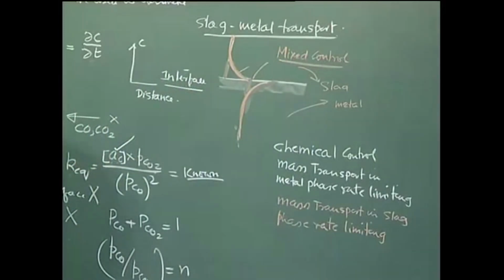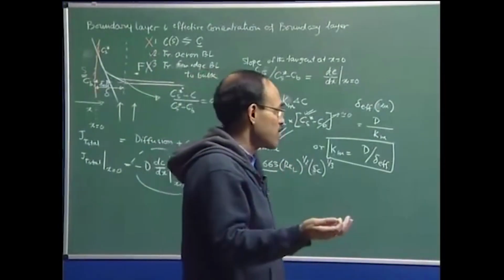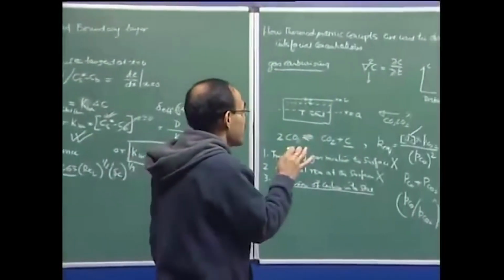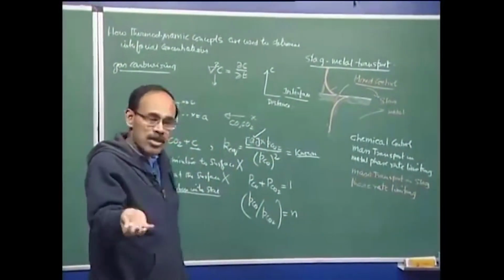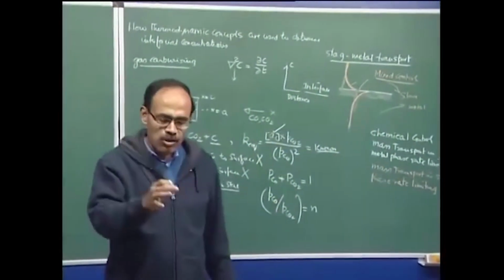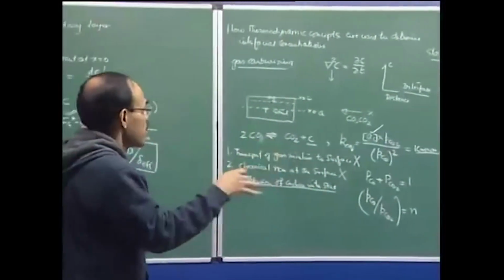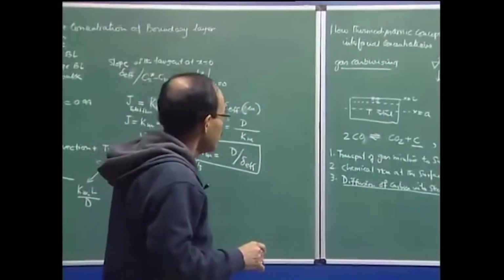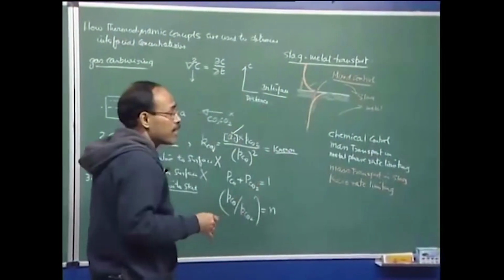Mixed control basically implies that more than one kinetic step is rate limiting. Mixed control does not tell us whether mass transport is rate limiting or chemical reaction is rate limiting. It tells us that more than one kinetic step is involved in the whole process. These two steps could be mass transport in both phases, or mass transport in both phases as well as chemical reaction at the interface. These are both responsible for governing the rate of the process.